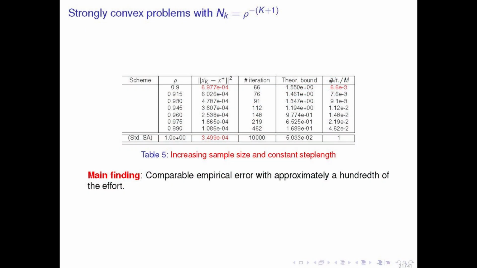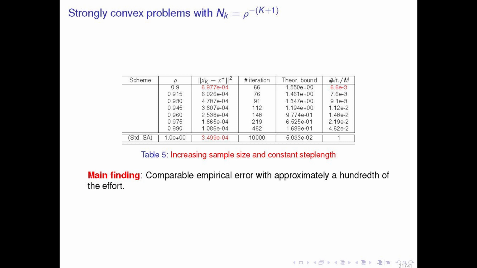If we run variable sample size in a strongly convex regime, with rho aggressively chosen as 0.9, which means the sample size is growing much faster, you're able to achieve an error of 6.97e-4, but you only need 66 projection steps. When I say steps, think of 66 optimization problems. It's a big difference, because if each optimization problem took a few seconds, you're cutting at least 2 orders of magnitude on the time.